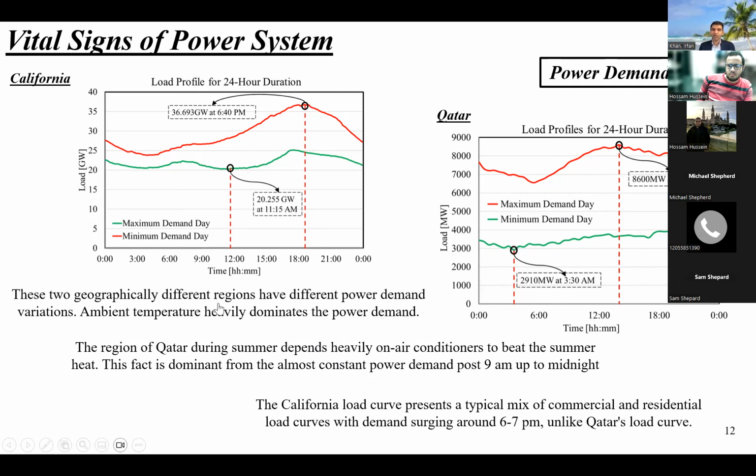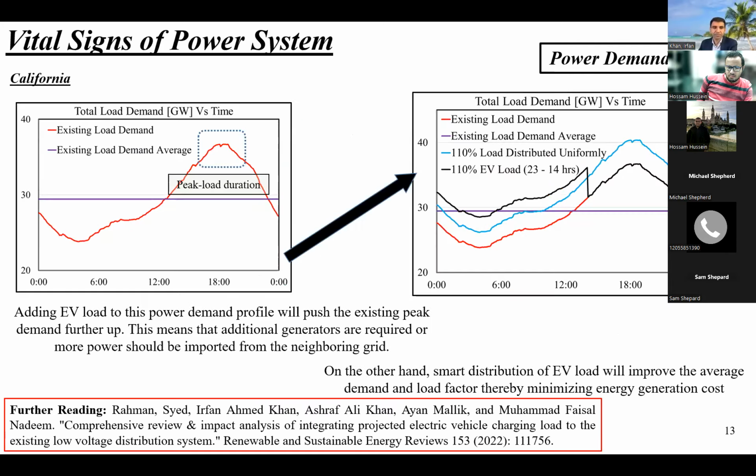The California load curve presents a typical mix of commercial, residential, and industrial load, with demand surging between 6 p.m. and 7 p.m., unlike the Qatar grid. So both have different profiles. And that's the total demand, existing demand, and average demand. This is the average demand, 30 gigawatts, and this is the existing demand for California.